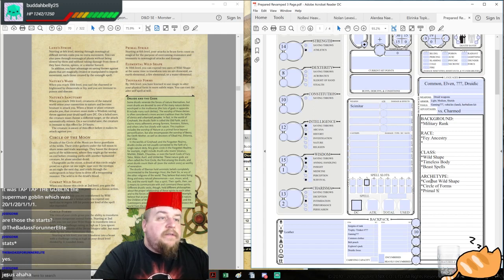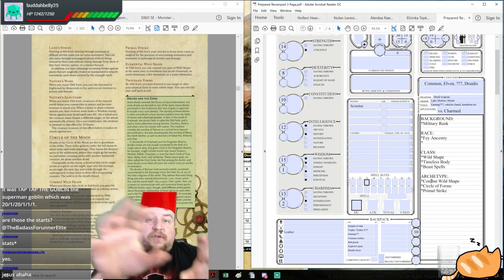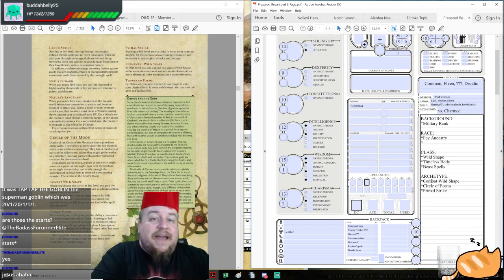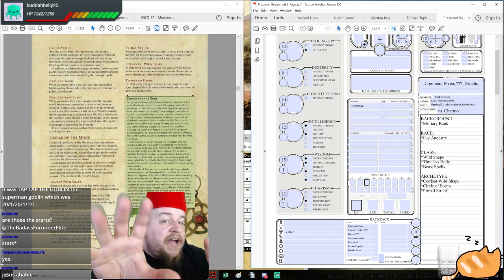Primal Strike. Your attacks in beast form count as magical for the purposes of overcoming resistance. So you turn into a giant eagle, and you have your talons, and you dig them into an enemy's skull. If they have magic damage resistance, you have magic talons.